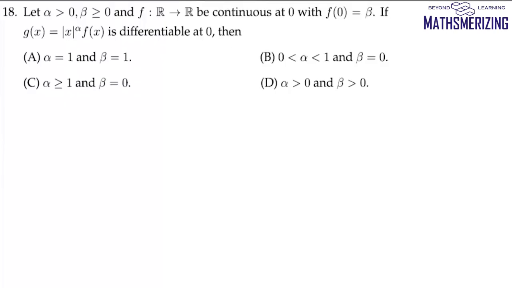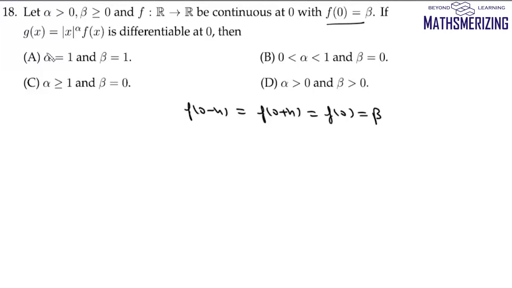Now question number 18 is if alpha is greater than 0 and beta is greater than or equal to 0, and let f be a continuous function with f0 equals beta, if gx equals mod x to the power alpha times fx is differentiable at 0, then which of the following options is correct? Now it is given that f is continuous at 0, so we can write f 0 minus h equals f 0 plus h equals f0, and this value will be equal to beta.